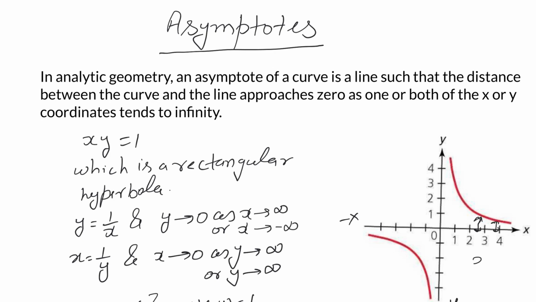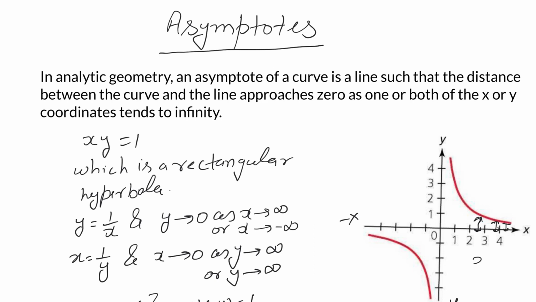This distance is narrowing between the curve and the line. It approaches 0, this distance is approaching 0 as one or both of the x coordinate tends to, as x is approaching infinity. This distance between the curve and the line is approaching 0. So therefore x-axis and y-axis are the asymptotes of the given curve, this one, okay. So we have just understood what is an asymptote.